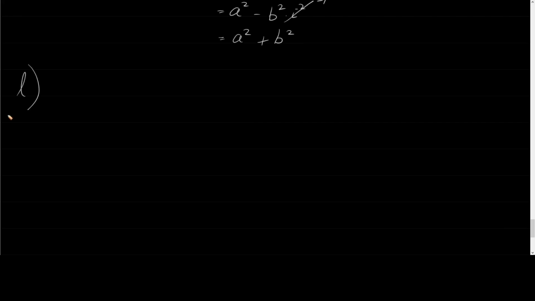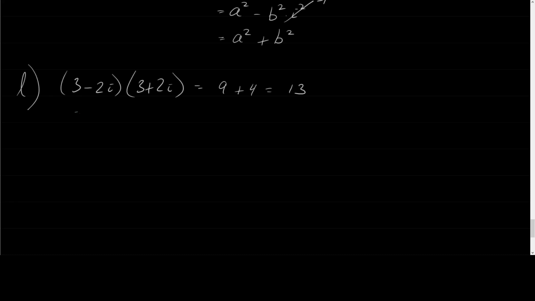Let's say that we had something like 3 minus 2i times 3 plus 2i. Well, this is just the product of complex conjugates, so it's the sum of squares. So 3 squared is 9, plus 2 squared is 4, so 9 plus 4 is 13. And you can try it out if you want to do this a long way, right?